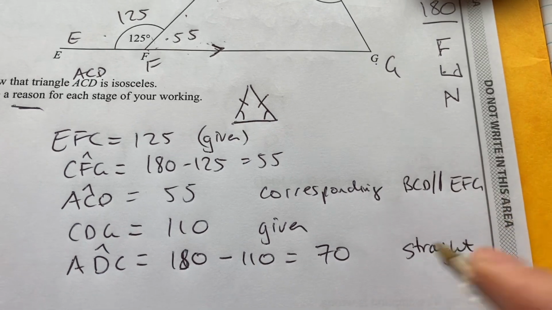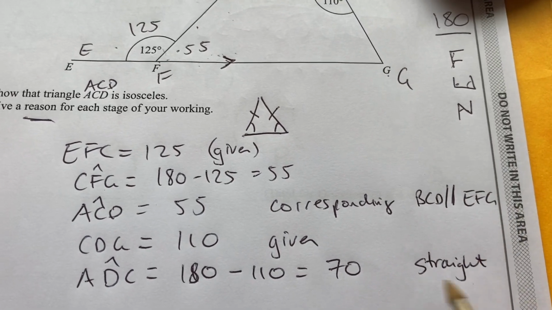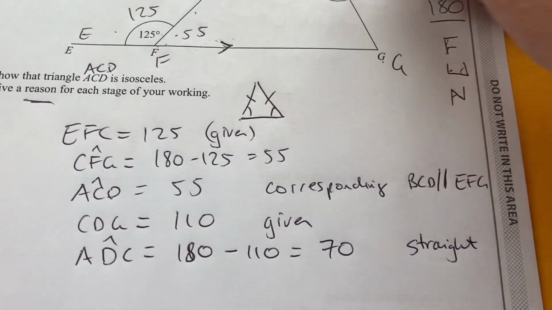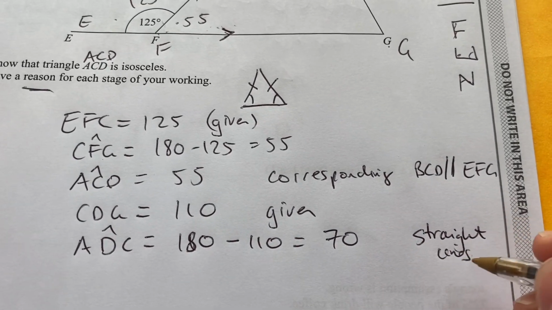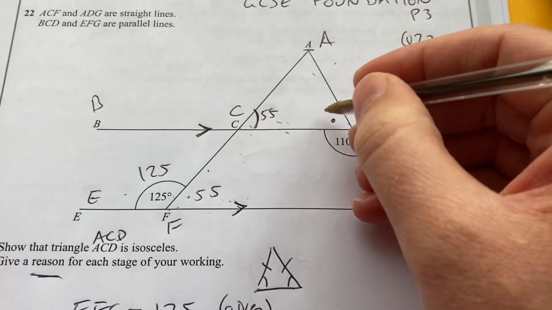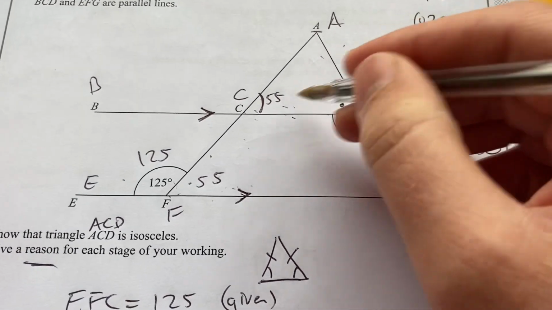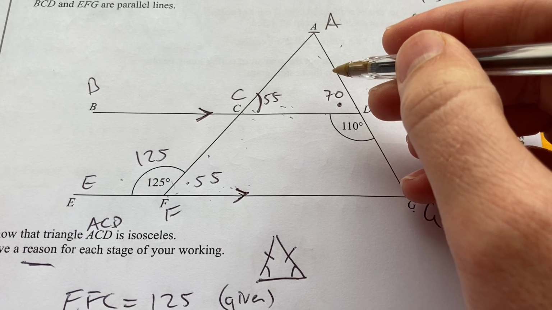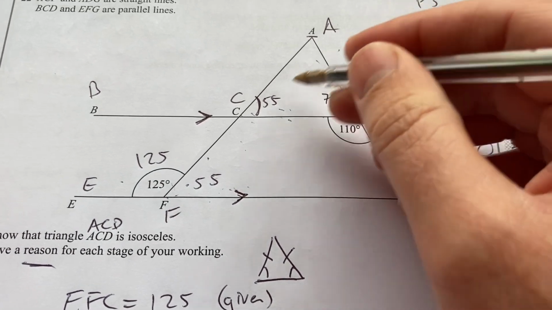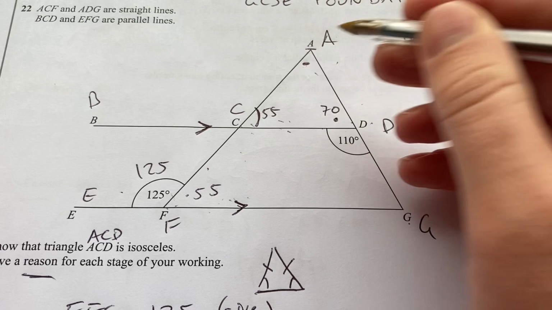Again, I'm not writing it out in full. You should write full sentences, but show the examiner you know what you're doing. So there's angles on straight lines, so I know that that one is 70. Okay, so it doesn't look like I necessarily have an isosceles triangle here yet, but let's work out what this one here is.